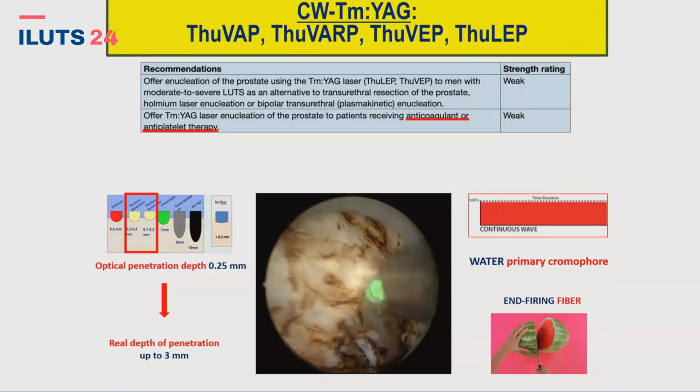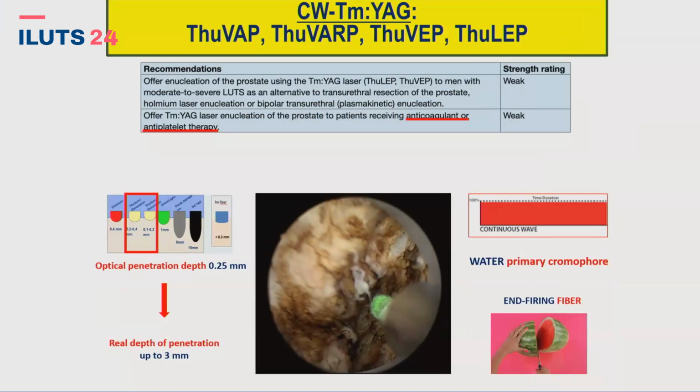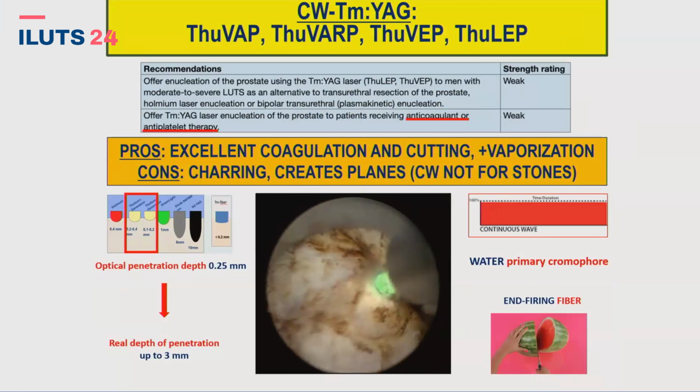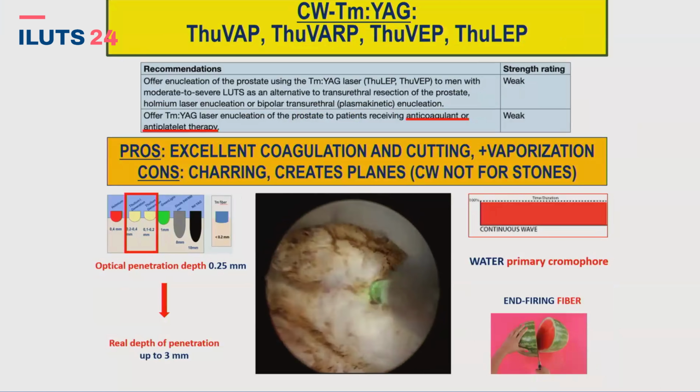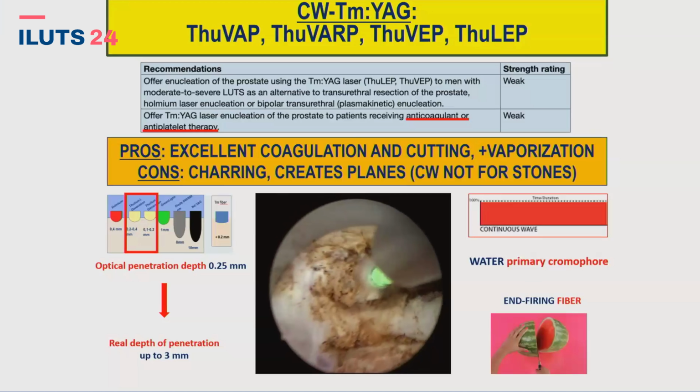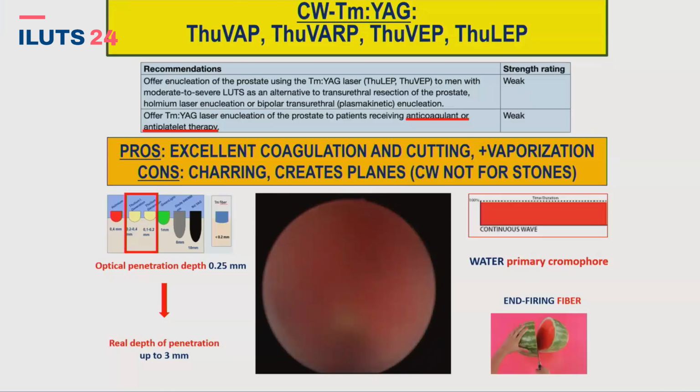We can have also another kind of laser, the continuous wave laser. In particular, the thulium-YAG laser, and this laser has a role for enucleation also, but without the possibility to do a real enucleation, because this laser is only cutting. You have to use this laser attached to the tissue. So this is really important.